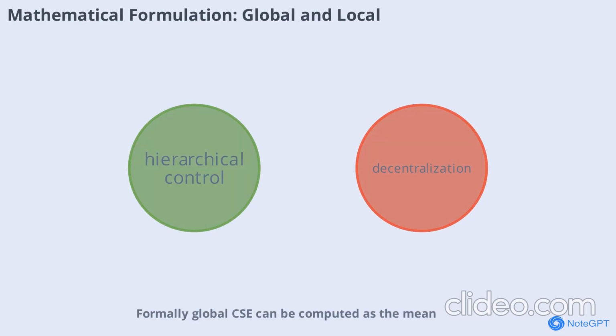Normally, global CSE can be computed as the mean or aggregate of local CSEs across the system. Local CEC is then a function of both the global CSE and the local CSE, often combined multiplicatively or as a convex blend. This structure allows for hierarchical or decentralized control, where each unit adapts based on both its own state and the overall system's health.